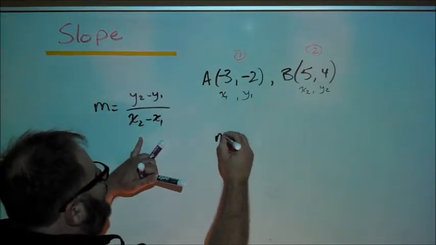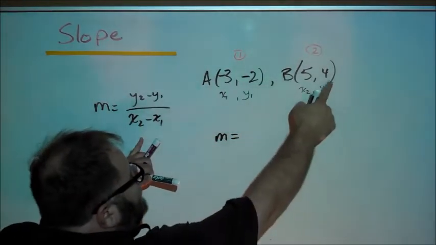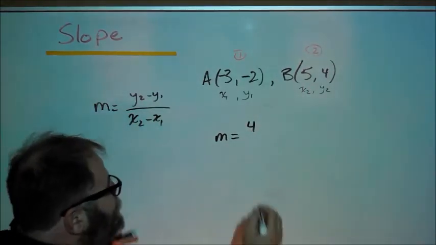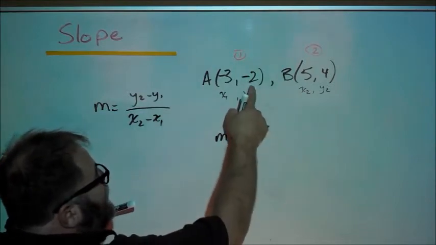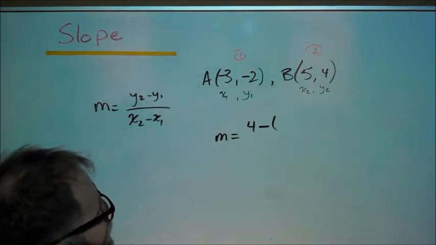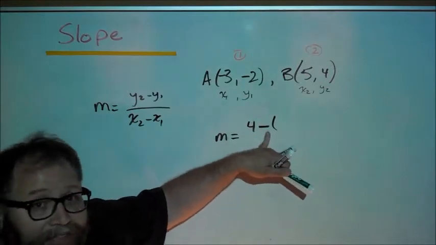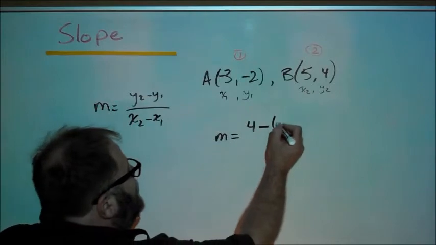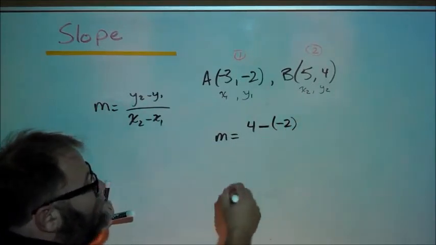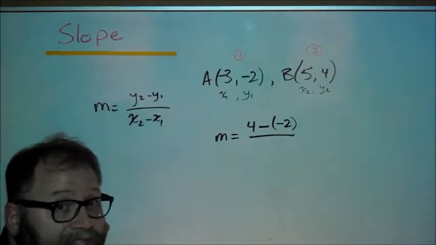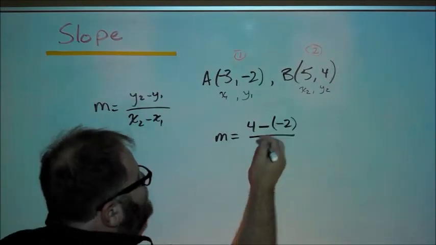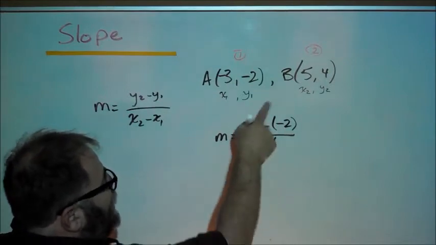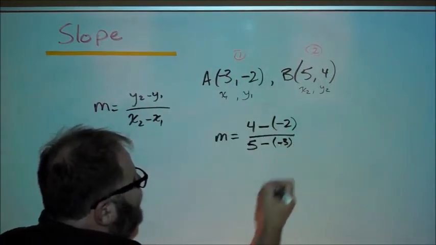So I've got m is equal to y sub 2, which is 4, minus, because we want the change, negative 2. Oh, great example here. That negative is not that minus sign, okay? That's there no matter what the term is. So that's got to be subtract negative 2, or we've got that double negative situation. And then my x sub 2 is 5. And then we want the change of to negative 3.